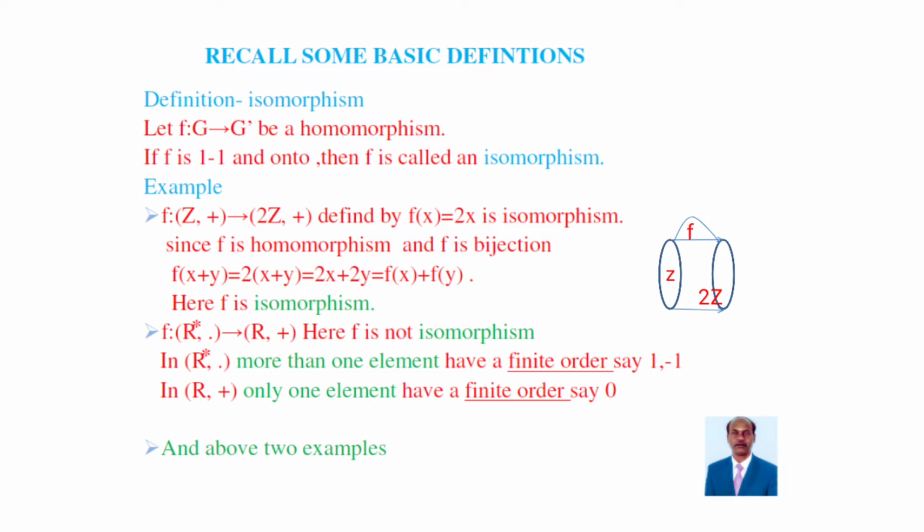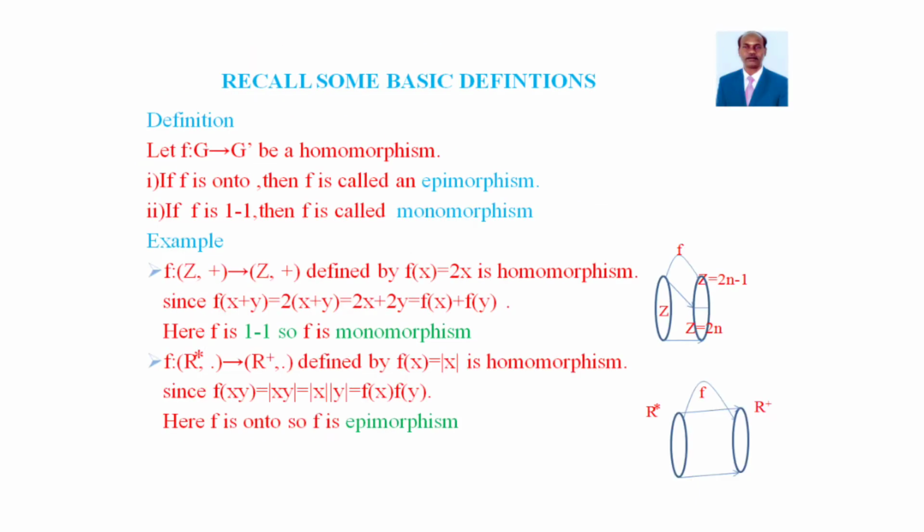And also we earlier discussed two examples, the first one and the second one. Clearly, the first one is a monomorphism, which does not satisfy the onto condition. The second one is an epimorphism, which does not satisfy the 1-1 condition. Therefore, the two examples are not isomorphisms.